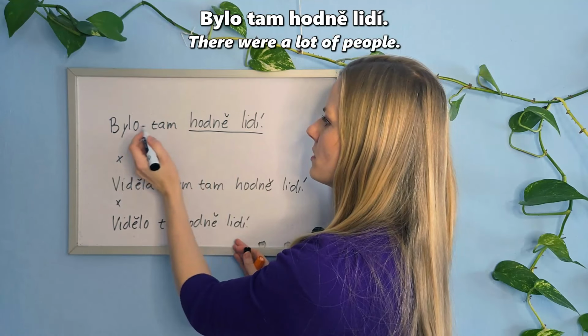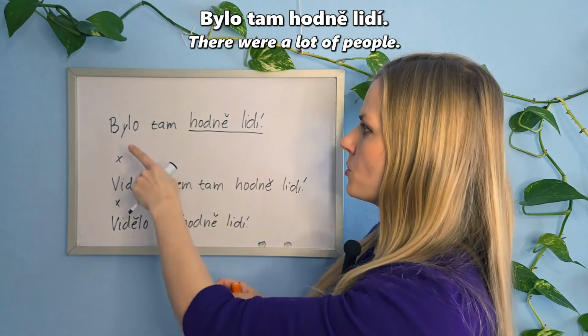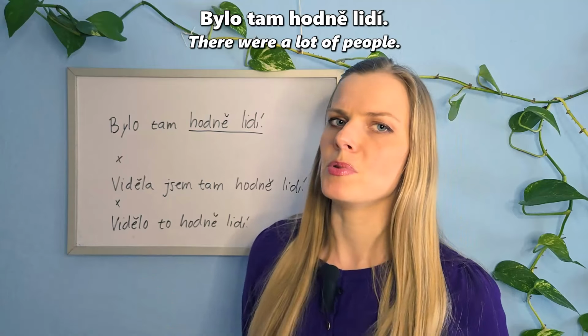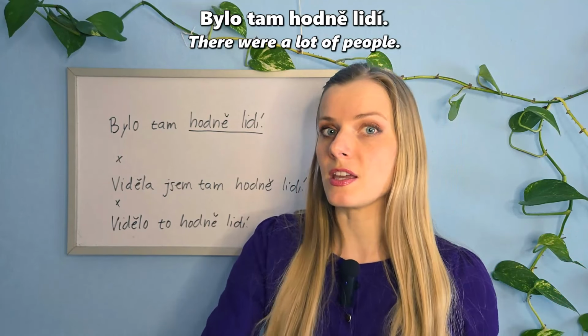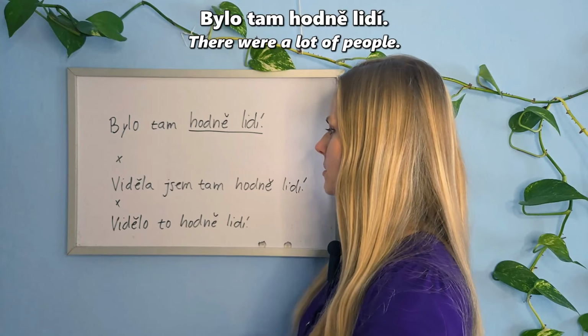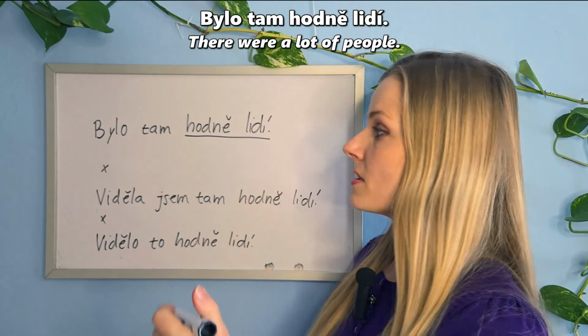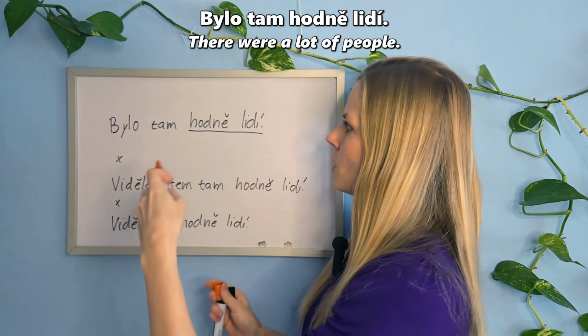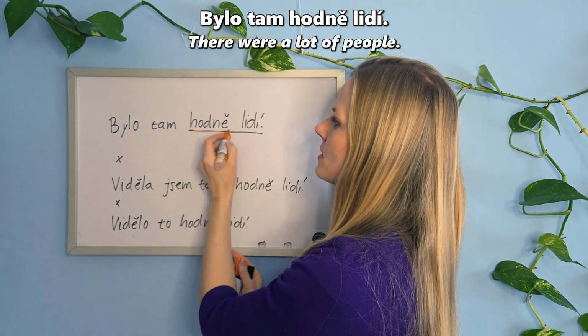A lot of people were there. There were a lot of people. Bylo tam hodně lidí. You notice we have bylo. This is just like those mistakes when I talked about 5 mistakes, or hodně chyb. Hodně lidí is the same thing because of the word hodně. Hodně is the key word for genitive.